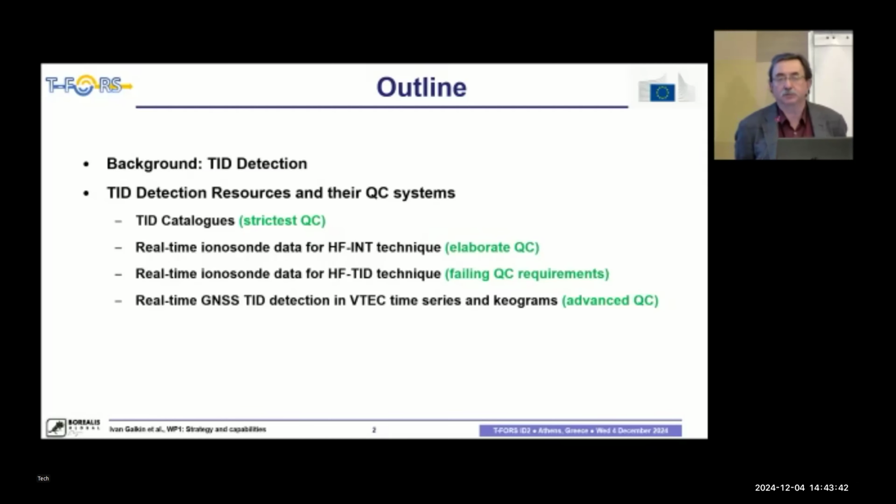I will show you typical best examples and not-so-best examples. And the last item is about GNSS detection in the VTEC and various time series and keograms. I would say it's an advanced quality control system in place as well.